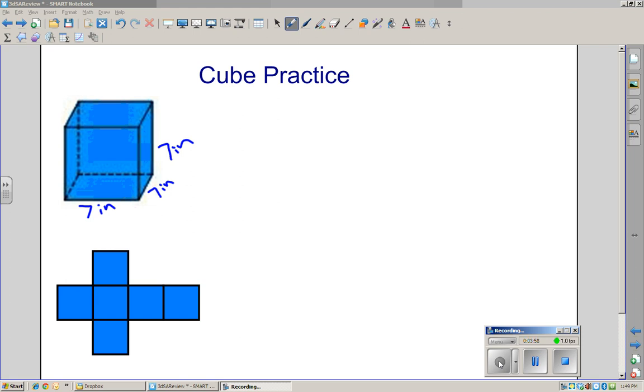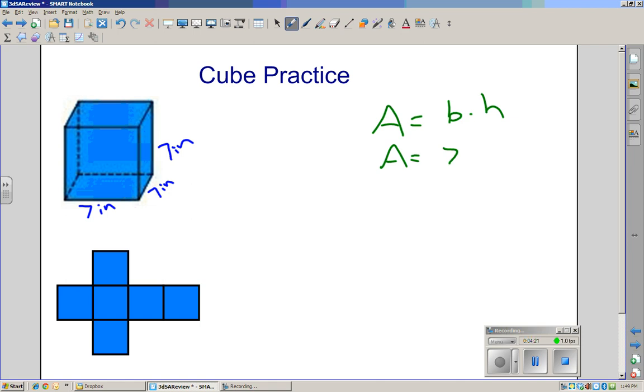Again, remember that I find the area of a square as base times height. That's actually any quadrilateral but a trapezoid: squares, rectangles, rhombuses, parallelograms. We use A equals base times height. My base of one of my squares is 7, and my height, since it is a cube and all sides are the same, is also 7. 7 times 7 is 49 inches squared. So each one of these is 49.